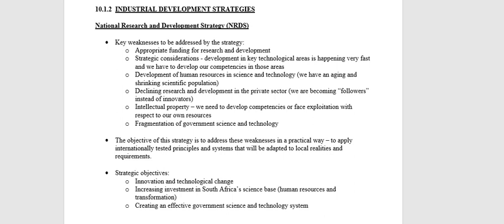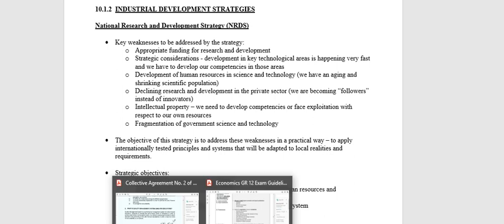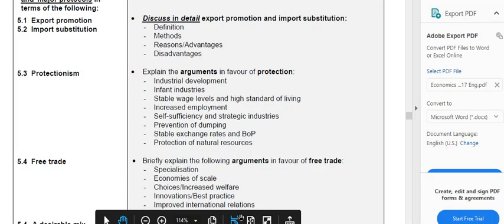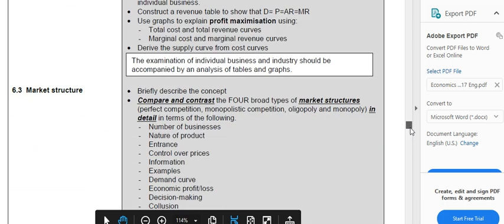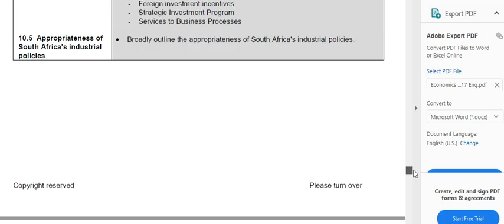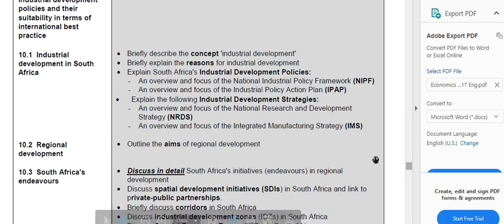Today's lesson, I'm going to focus on the industrial development strategies. I just want to take you back to your guideline. You will see that in terms of your strategies for industrial development, you only need to have brief knowledge. Here it is. You need to have an overview and the focus area of the NRDS, and then also an overview and the focus of the IMS.